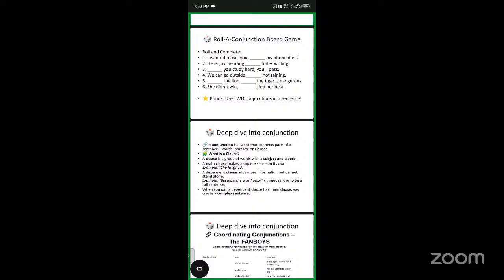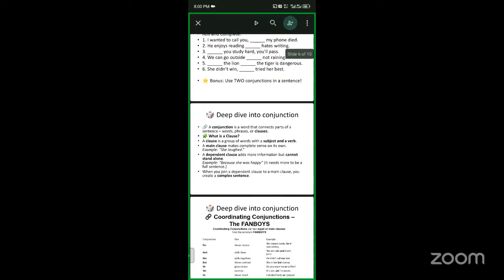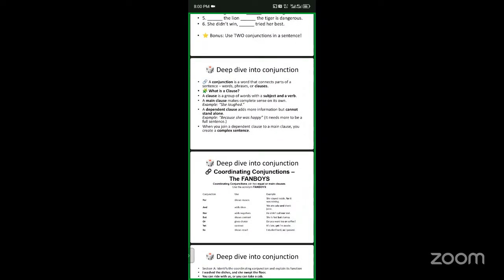So try the not only, but also. Let's see. Not only the lion. Not only has to go together. Not only the lion, but also the tiger is dangerous. Okay. I think that works better. All right, the last one. She didn't win. But she tried her best. Yeah, although she tried her best. Yeah. So we'll do a deep dive next time.